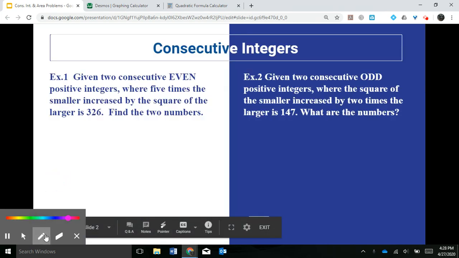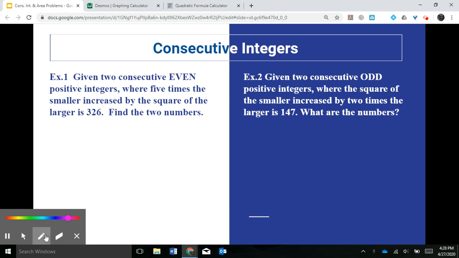So the first one, given two consecutive even positive integers where 5 times the smaller is increased by the square of the larger is 326. So when you look at that and you're trying to find those two consecutive integers, there's a lot of words there. Just take it in small chunks. It says two consecutive even positive integers.